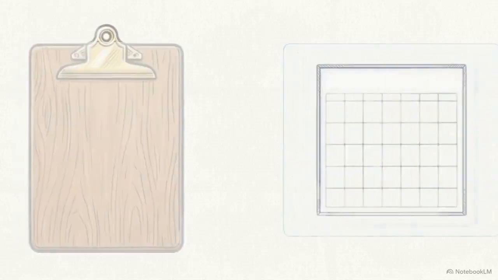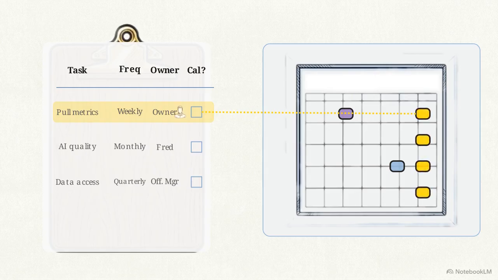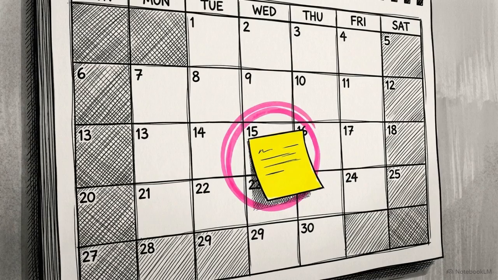Every item from the cadence table on the left must translate into a tangible, recurring calendar invite on the right. The task, frequency, and owner, like pulling metrics every Friday, must map perfectly to your software before you check the workbook box. A maintenance task does not exist until it occupies physical space on the company's shared calendar.